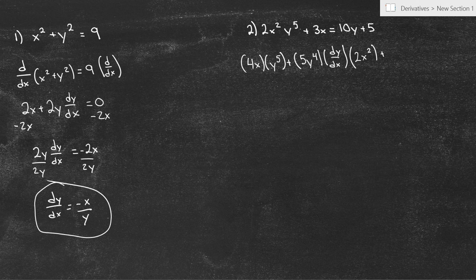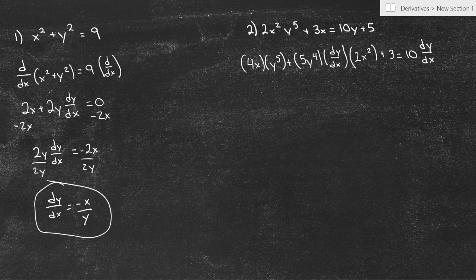Alright, plus the derivative of 3x is just 3, equals the derivative of 10y, which is going to be 10, but again, we took the derivative with respect to y, so dy/dx. The derivative of 5 is 0, so we don't need to put anything there. So this is what we're left with.